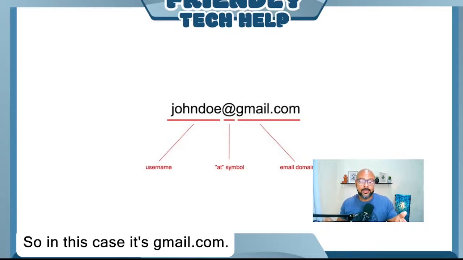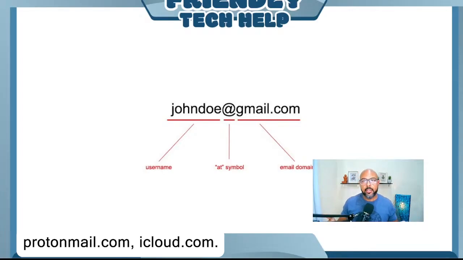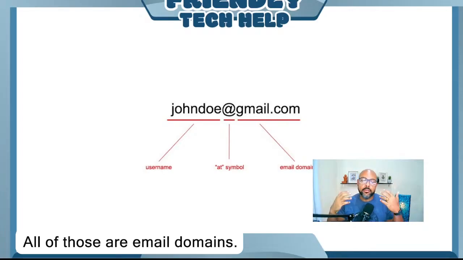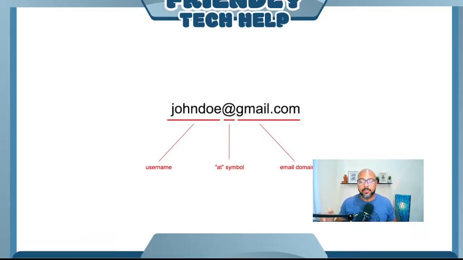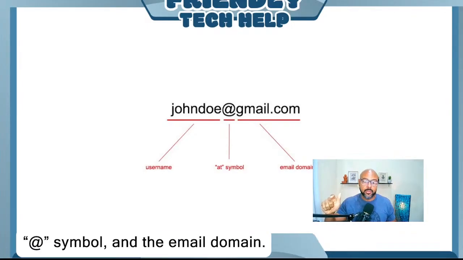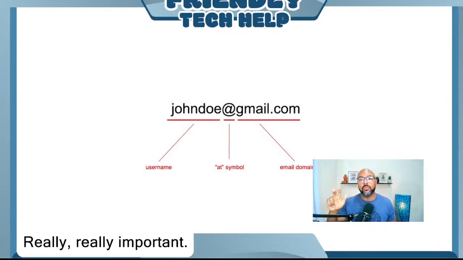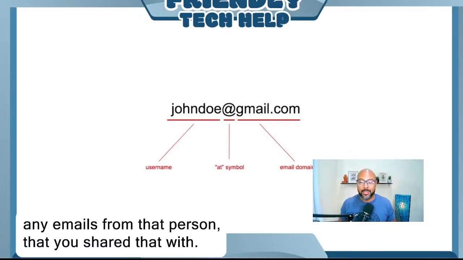So in this case, it's gmail.com, but it could also be yahoo.com, outlook.com, protonmail.com, icloud.com. All of those are email domains. So when you're giving someone your email address, it needs all three parts: your username, @ symbol, and the email domain. Really, really important. If you leave any of those out, you may not actually get any emails from that person that you shared that with.